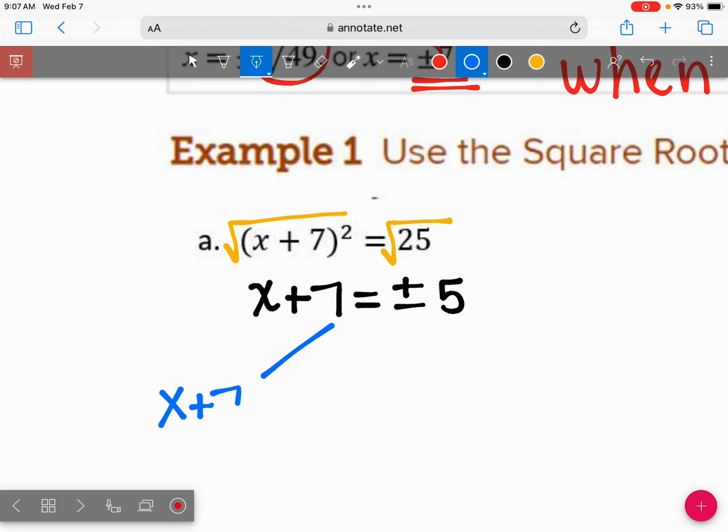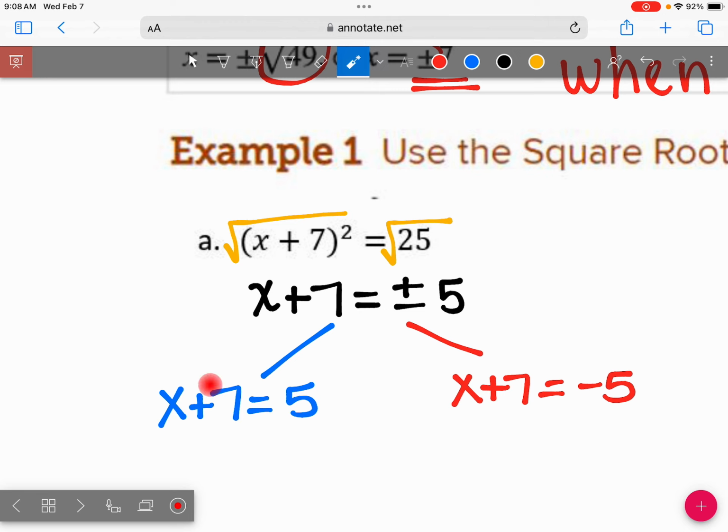So my first equation is x plus 7 equals positive 5. And my second equation is x plus 7 equals negative 5. So we have to solve this equation twice. How do you do that? How do I solve this equation? If I want to get x by itself, what would be the opposite of adding 7? Subtracting 7. So pick up your calculators.